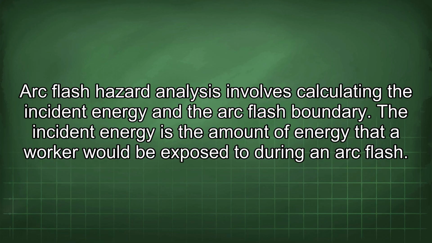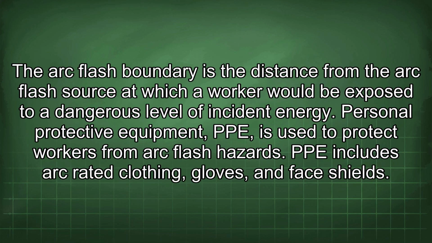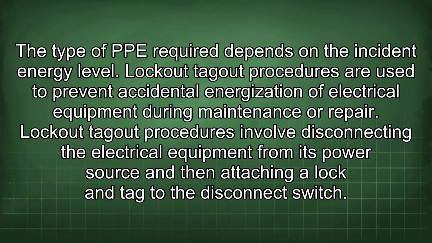The incident energy is the amount of energy that a worker would be exposed to during an arc flash. The arc flash boundary is the distance from the arc flash source at which a worker would be exposed to a dangerous level of incident energy. Personal protective equipment (PPE) is used to protect workers from arc flash hazards. PPE includes arc-rated clothing, gloves, and face shields. The type of PPE required depends on the incident energy level.